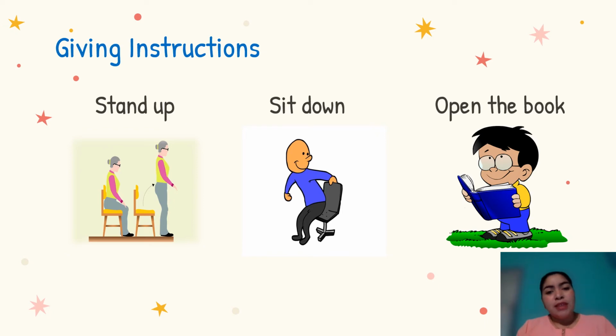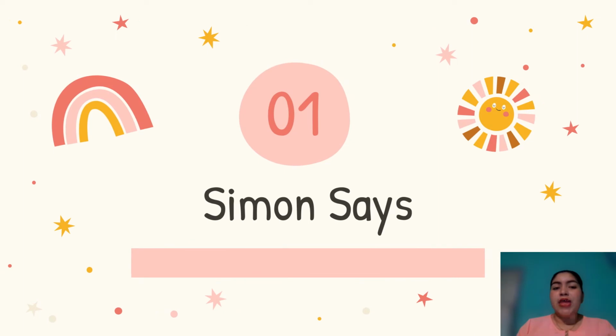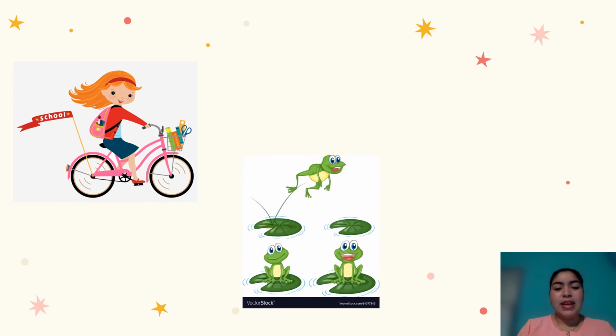Then we have other games that we can use in order to implement this methodology. Here we have Simon Says. Look at this picture. This girl is riding a bike. For example, in the game we are going to say, okay, Simon says ride a bike. Simon says ride a bike slowly, ride a bike quickly. Another example, Simon says hop like a frog.